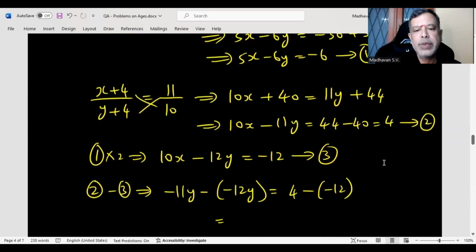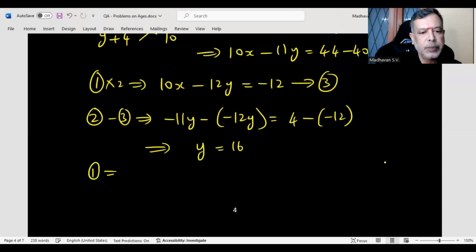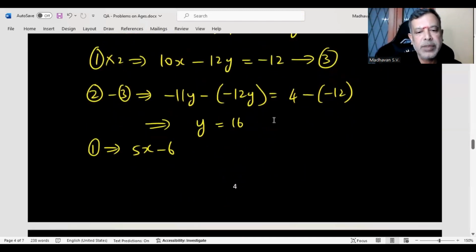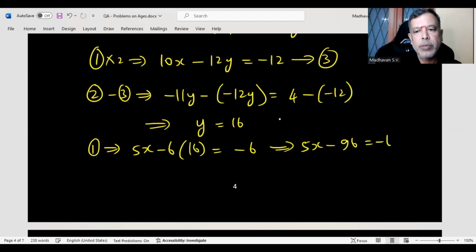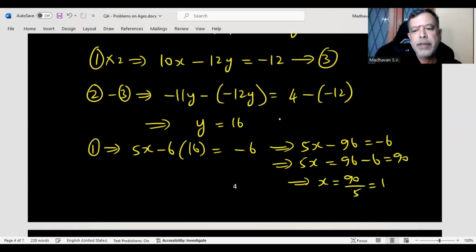Now let us use the first equation to find out x value. First equation is 5x minus 6 times y, 6 times 16 is equal to minus 6. That means 5x minus 96 equal to minus 6, or 5x is equal to 96 minus 6, which is 90. So that means x is 90 by 5, which is 18.